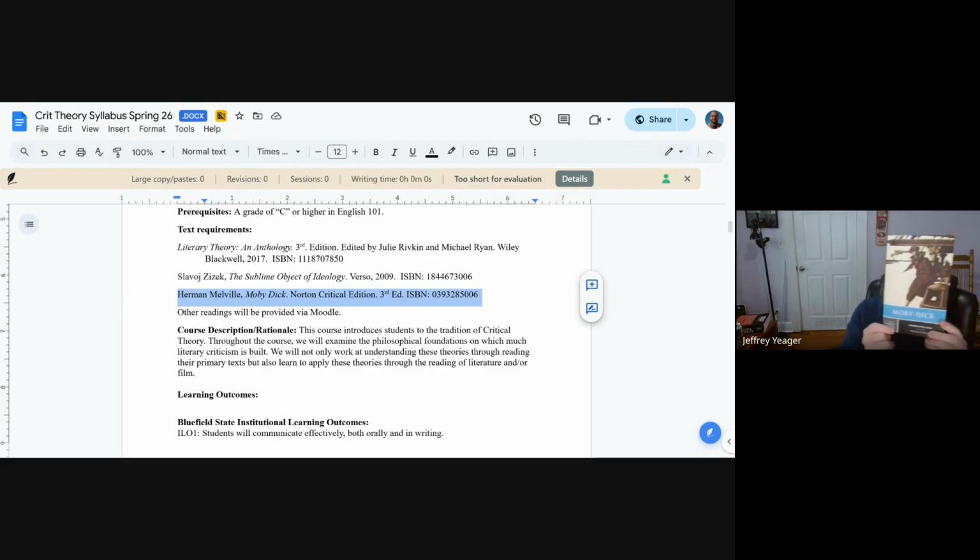I ordered the Norton Critical Edition of the book. It has a lot of different essays and stuff in the back of it that you can use as a potential source. So that's why I ordered that particular version. If you want to get a cheaper version like the Penguin Classics or something, feel free. Just know this version has a bunch of extra stuff in the back. So in the last couple of weeks of the class, we will read Moby Dick.